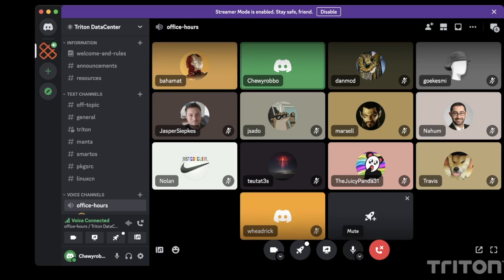Quick question: is that setting either on or off? Is it global, or can you do it per instance? It's Triton global. Yeah.